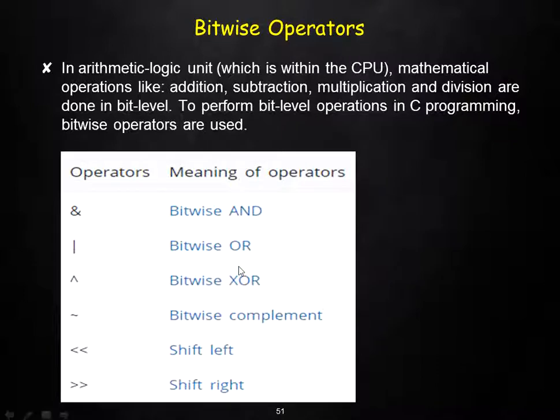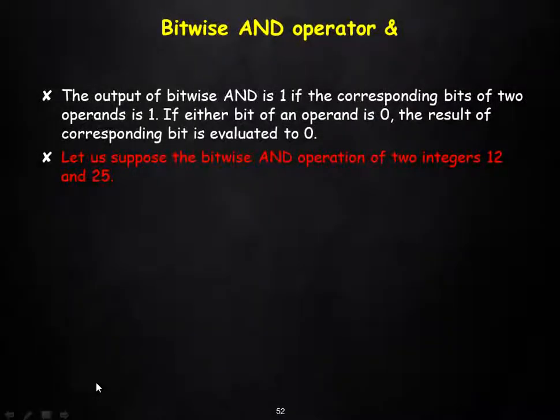So bitwise operators are different: a bitwise AND, a single ampersand; bitwise OR, a single pipe operator; bitwise XOR, the capital inverted V; bitwise complement, the tilde symbol you see over here; shift left, the beak points to the left; and shift right, the beak points to the right. What do you mean by this?